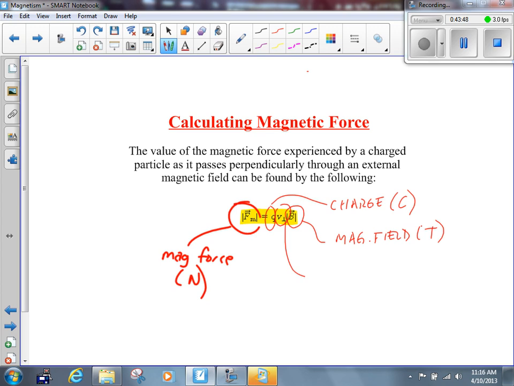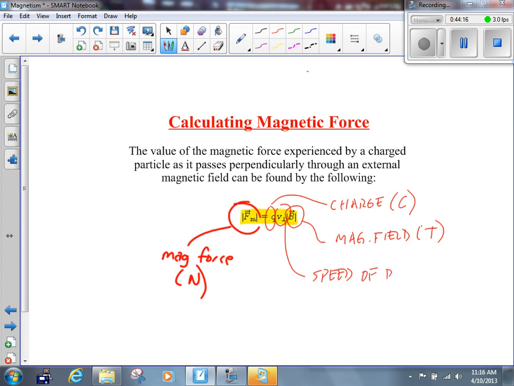What do you think V stands for? Yeah, it's the speed of the particle. This doesn't happen if the particle's not moving. If the particle's not moving, it doesn't generate a magnetic field. And if it doesn't generate a magnetic field, there's no force because there's no interaction between the external magnetic field and the magnetic field that's not generated.